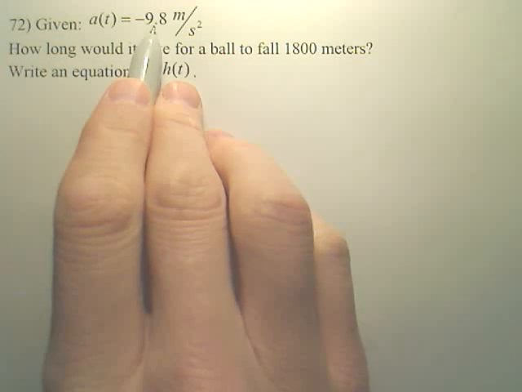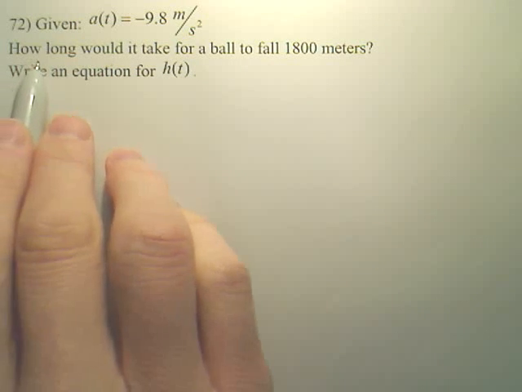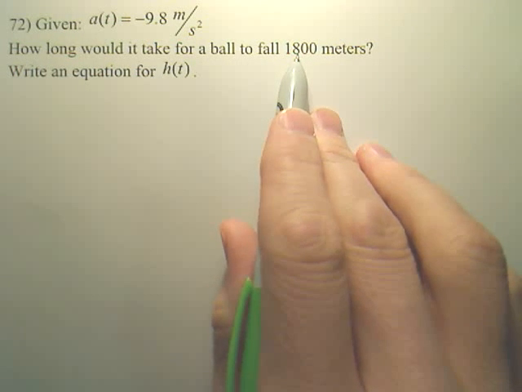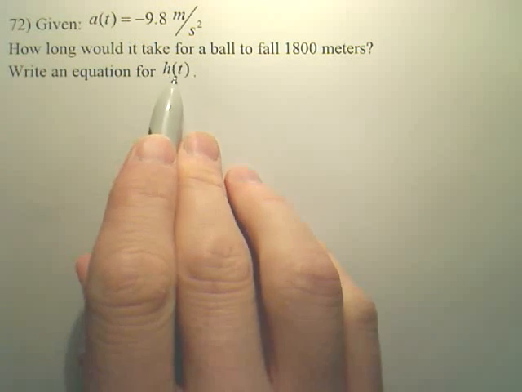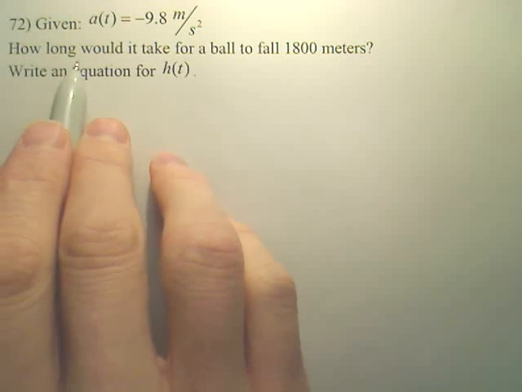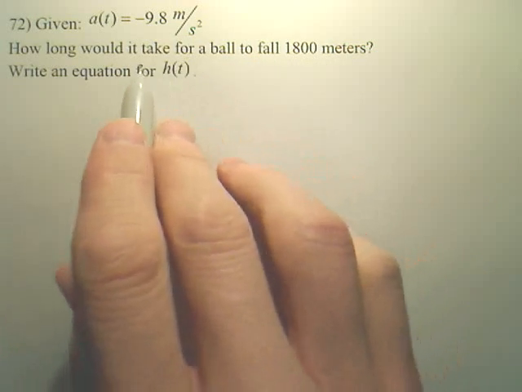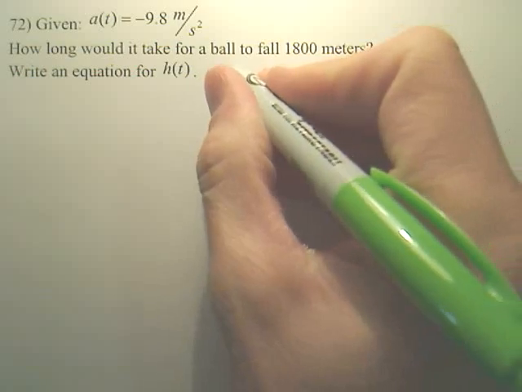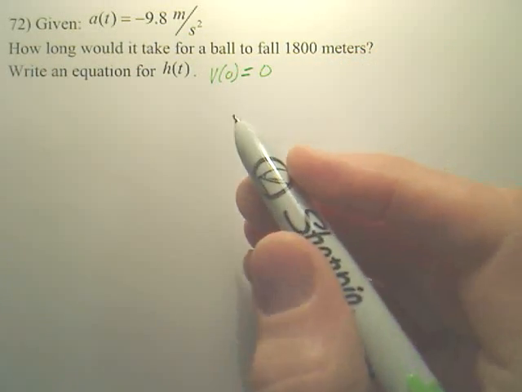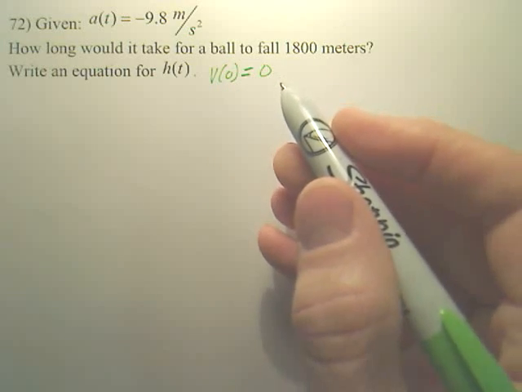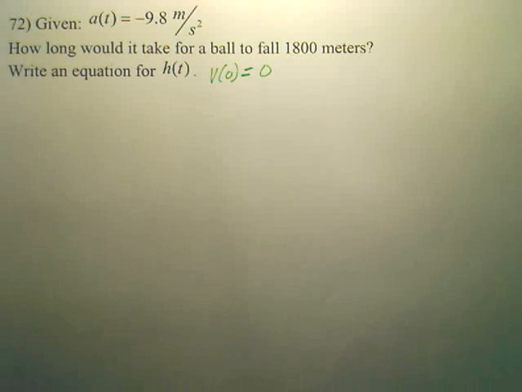If I'm given this is gravity, which it is, and I'm going to drop a ball from 1,800 meters high, I want to write the equation of h of t and see how long it takes for that to drop 18 meters. So from the data given, I know that v sub 0 is 0. The reason I know that is because we're assuming we dropped it, not threw it down. So v at time 0, velocity at time 0, should be 0.